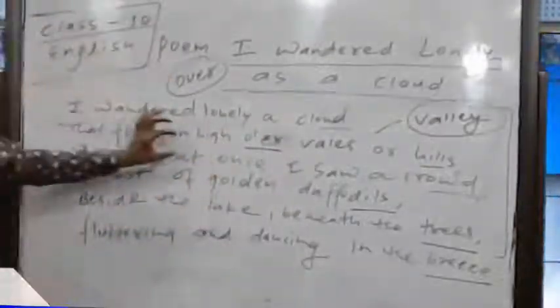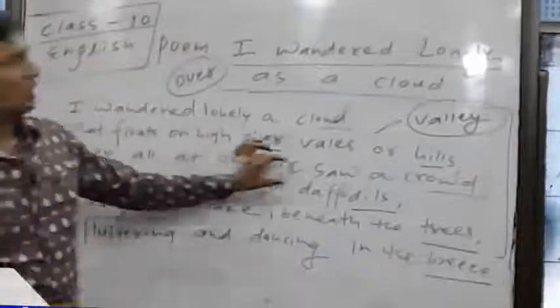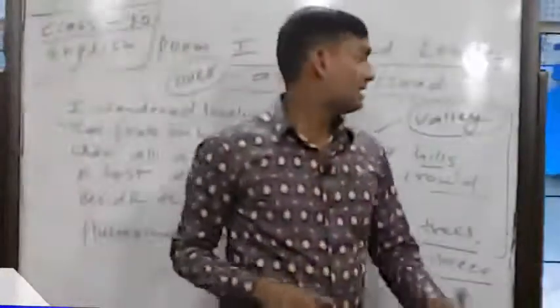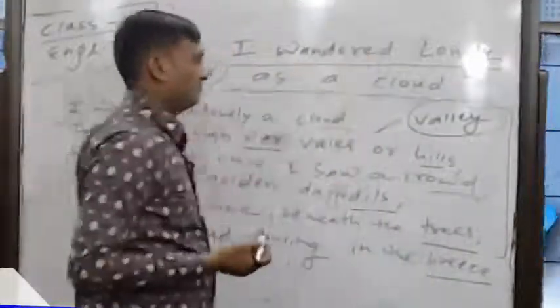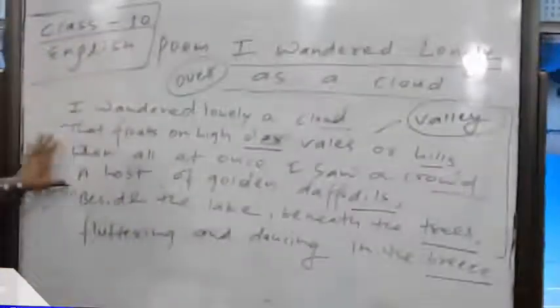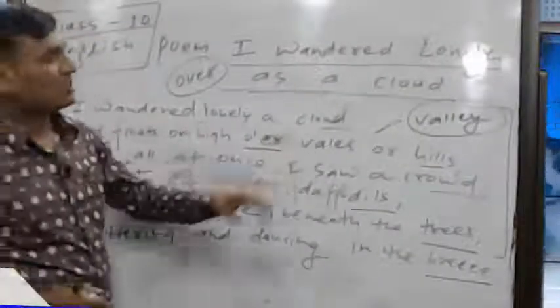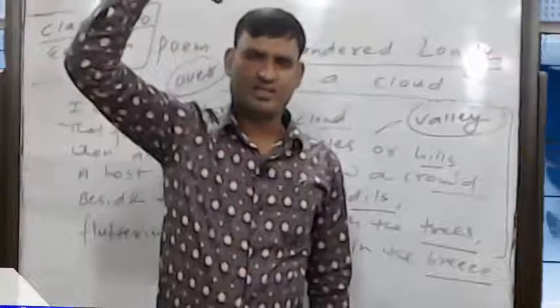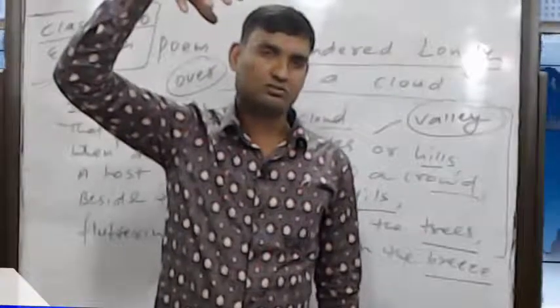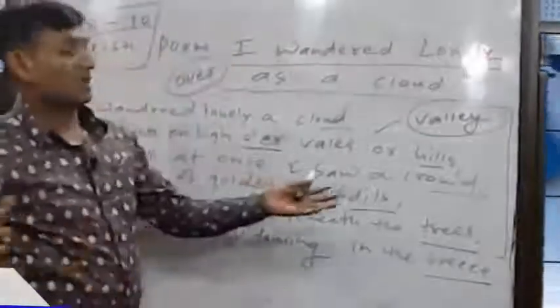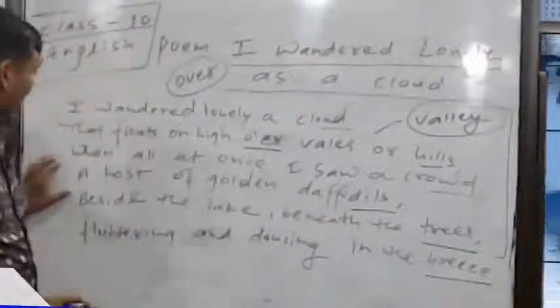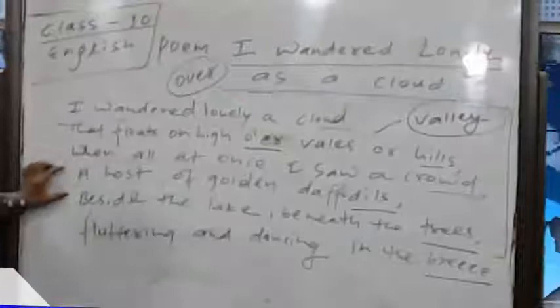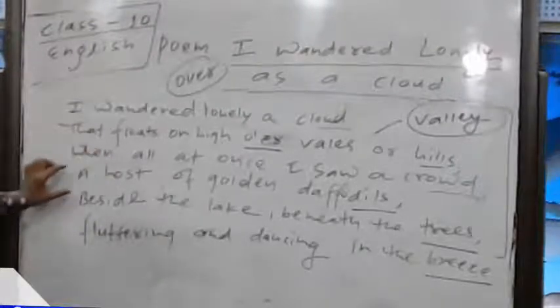When all at once I saw a crowd. It means, for example, okay, listen. When all at once I saw a crowd. It means I am a cloud here, and suddenly when I look, I saw a crowd. A crowd of what? A crowd of a host. It means group. There is a collective noun.